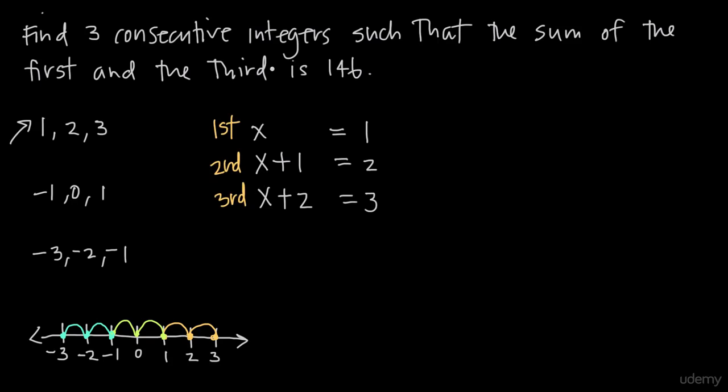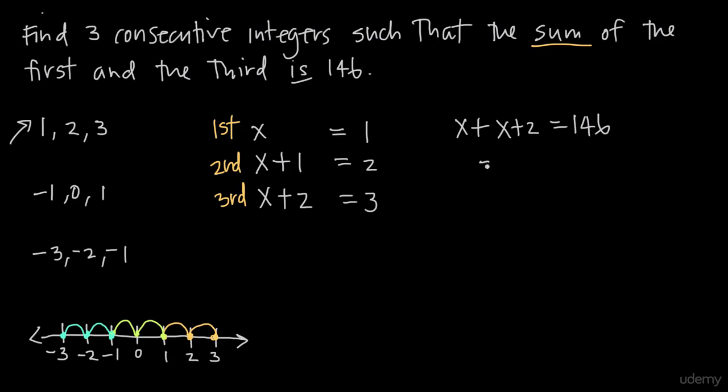What this problem is asking us to do is add the first and the third together and get 146. So we want the sum of the first and the third, which means add them together. We have our first integer x and our third integer x plus 2, so plus x plus 2. And we want to know when this is equal to 146. Remember, is always means equal. So equal to 146. And now we just need to solve this equation for x.